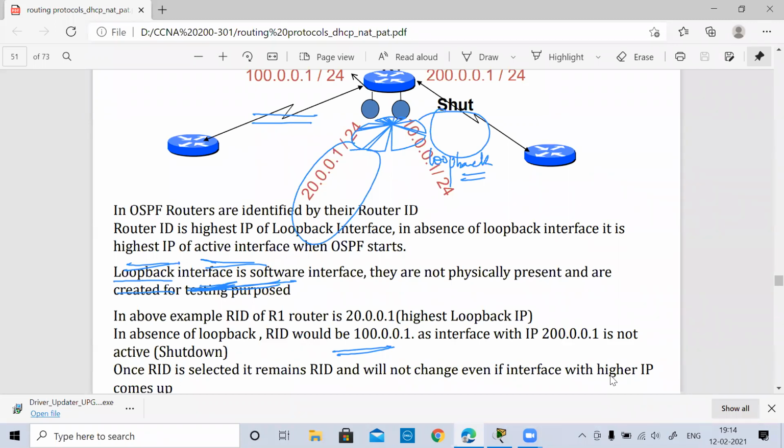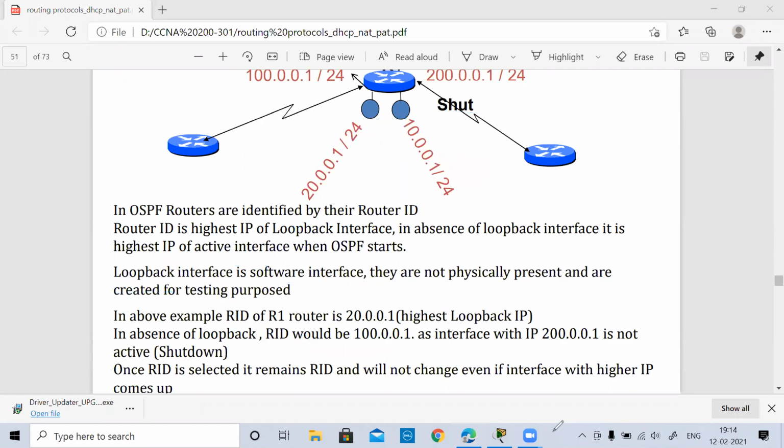Okay, very important, because on this basis we are going to have the election of who is going to become the designated router and the backup designated router, because these are the two routers who are going to get the link state database tables and then they are going to monitor. Okay, so very important to first understand this router ID. Okay, going ahead now.